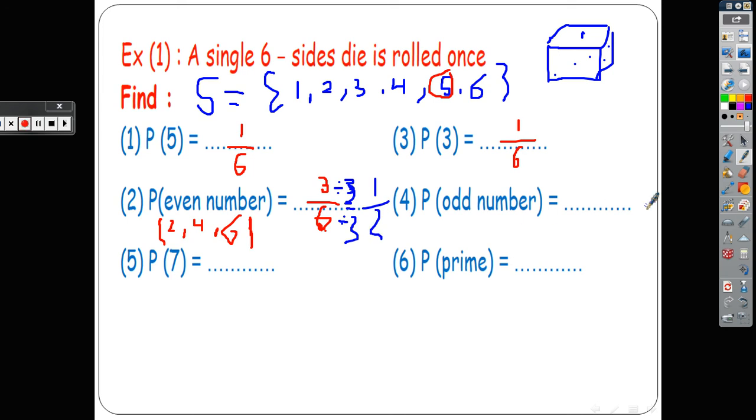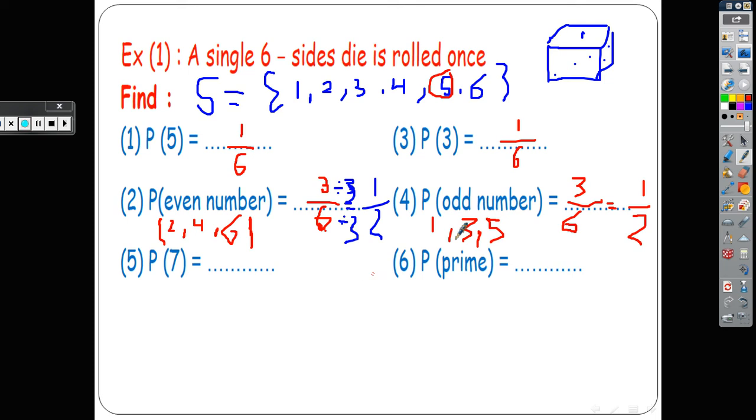Now, if you want to find the probability of the odd number, how many odd numbers are on the die? You have 1, 3, and 5. How many numbers are there? 3. So you write 3 over 6. Now you can simplify this fraction, and you write 1 over 2.